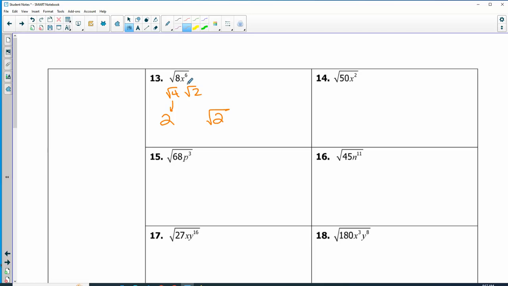If you have 6 x's, how many groups of 2? 3. Are there any leftovers? No, because it was an even power on the x. Okay, so my answer is 2x cubed square root of 2. Make sure the square root of 2 is at the very end. Put the 2x cubed in front.